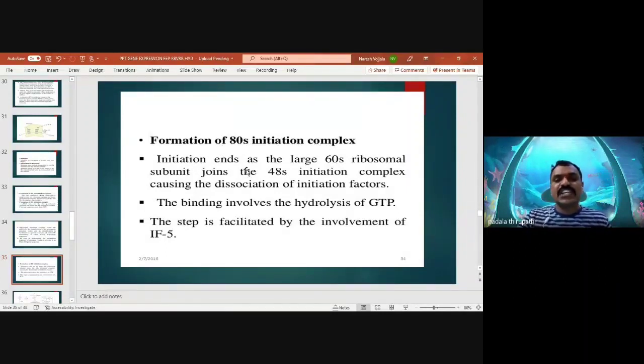So this initiation ends when the 60S large ribosomal subunit joins the 48S initiation complex, causing the dissociation of initiation factors. The binding involves the hydrolysis of GTP, guanosine triphosphate. This step is facilitated by initiation factor 5.